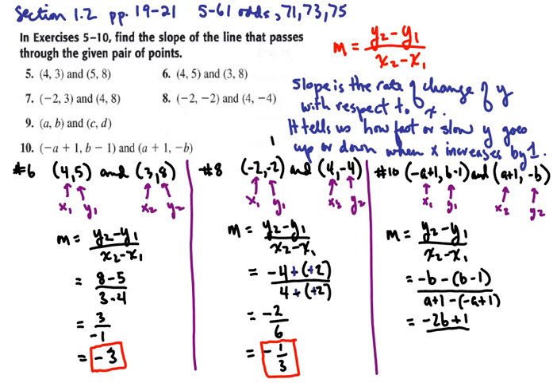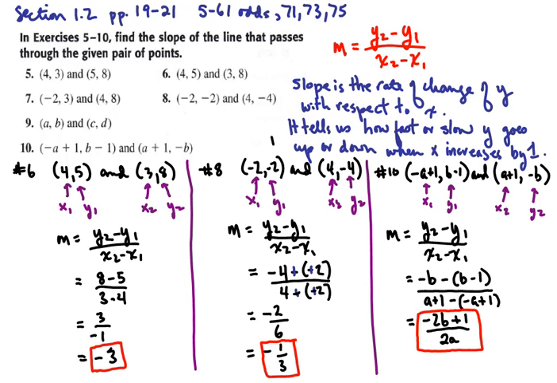So we plugged those values into our formula, y2 minus y1 over x2 minus x1, and we're just about to simplify the numerator to get -2b + 1. In the denominator we will get a + 1 + a - 1, so we're just going to end up with 2a in the denominator. Work through all the details of that on your own to make sure you come up with that answer there. Okay, so that does it for problems 6, 8, and 10.